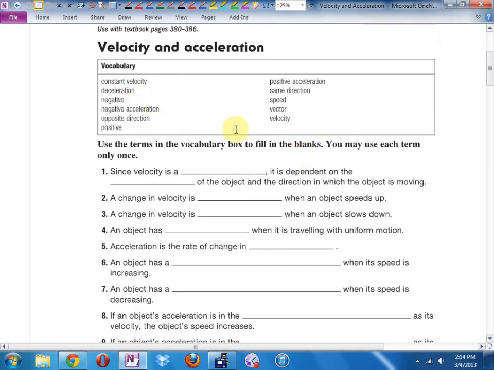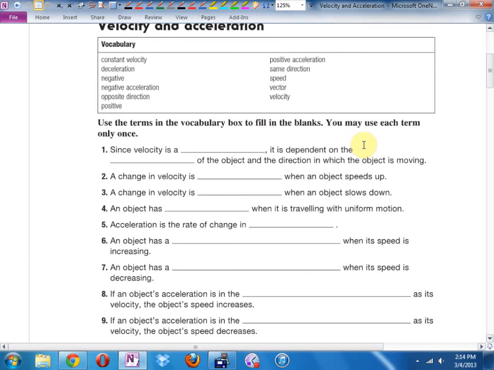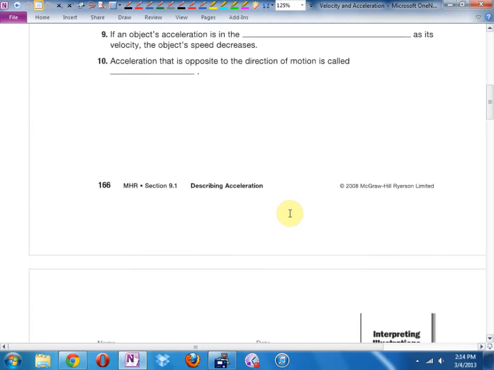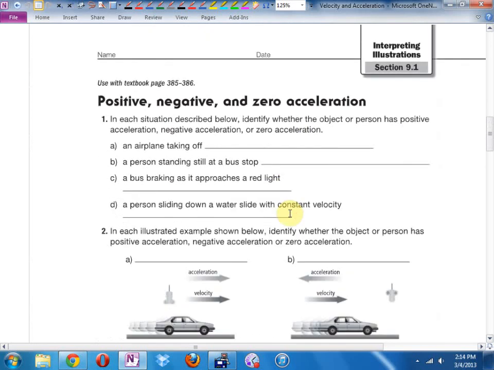So it says, use the terms in the vocabulary box to fill in the blanks. You may use each term only once. I'll let you try and figure out what goes in here. A lot of it will be right from our notes or very, very similar. Take a look at the back of page 1. So here are situations where you're attempting to describe whether you have a positive acceleration, a negative acceleration, or zero acceleration. Miller, I think your method is the best.